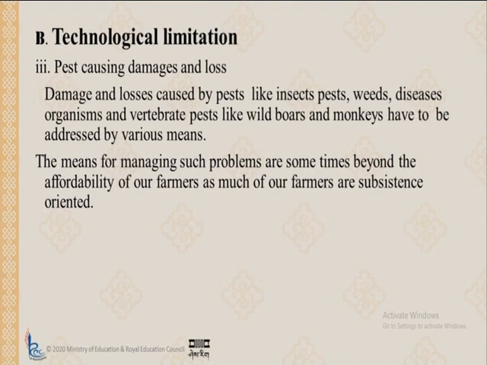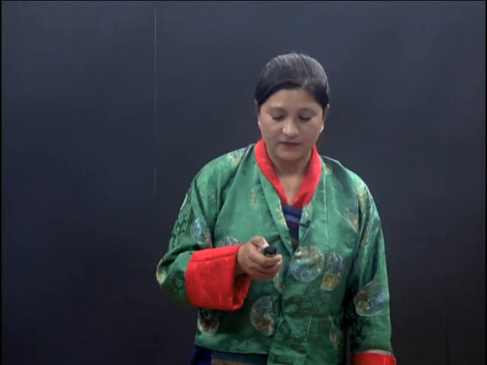This means that managing such problems is sometimes beyond the affordability of our farmers, as most of our farmers are subsistence oriented. So, to control all these problems and damages, at times our farmers do not get the time, and also it is unaffordable for them to take care of these problems. That is why at times there is less production.